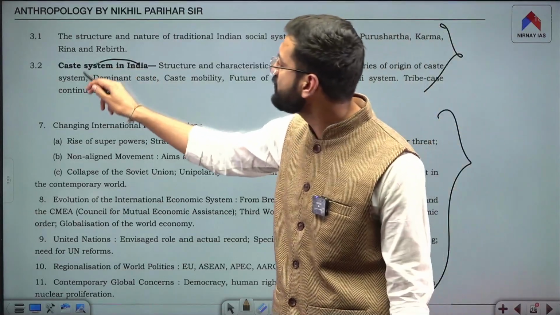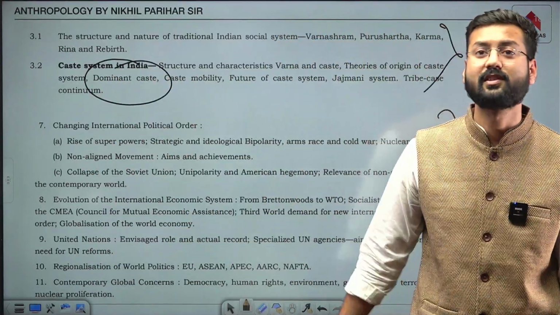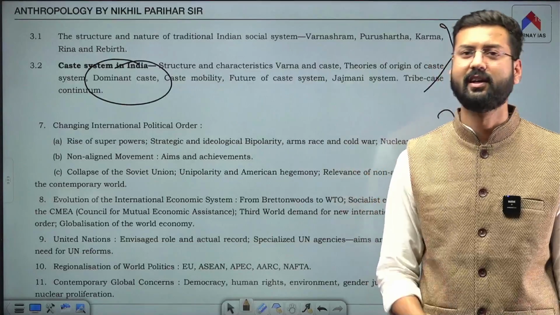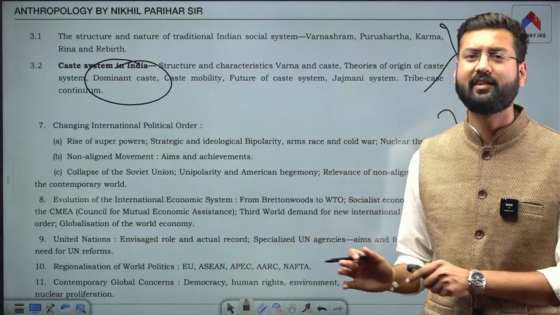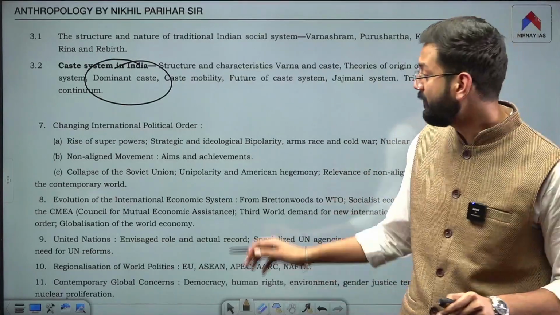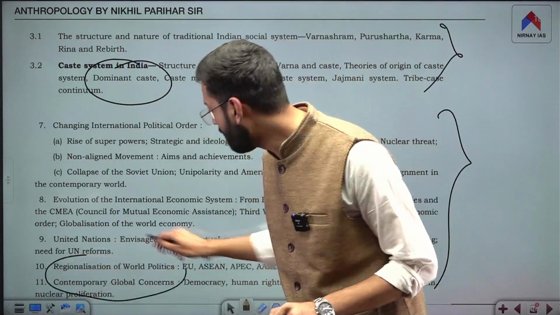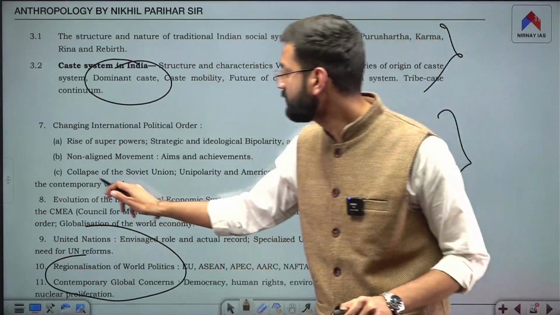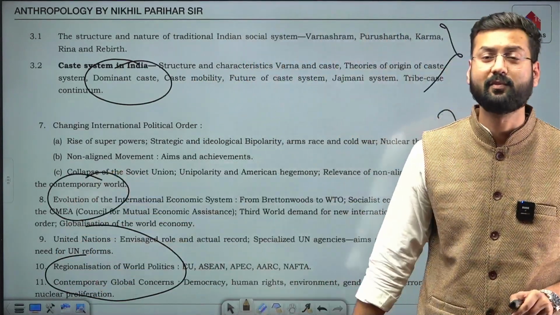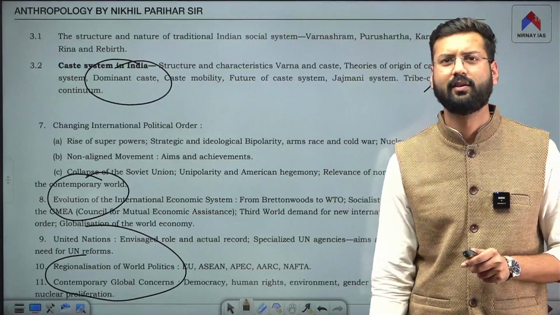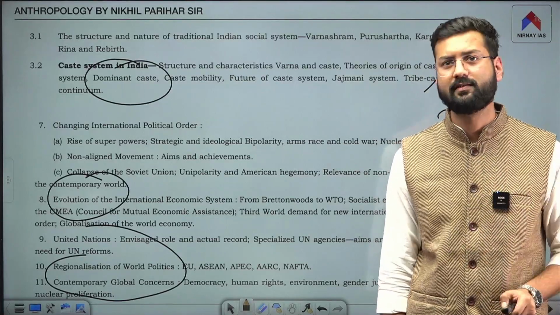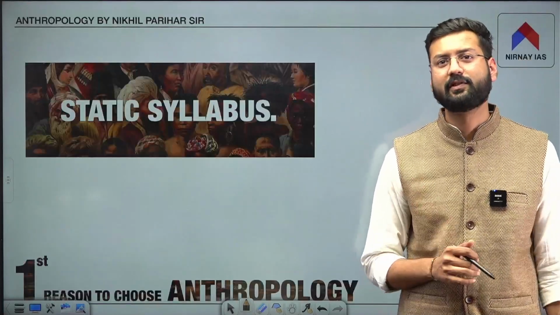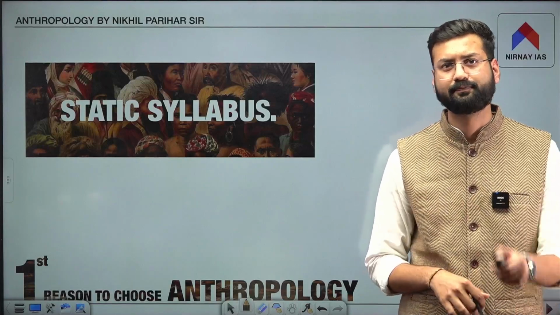So what is the concept of a dominant caste? Castes which are dominant, studied by M.N. Srinivas. The concept has been given by M.N. Srinivas, it is going to remain the same. But whereas these things, contemporary global concerns, what is the evolution of international economic systems happening, it is going on and on. So a regular overhaul is needed. This is the first reason why you should select anthropology as your optional.